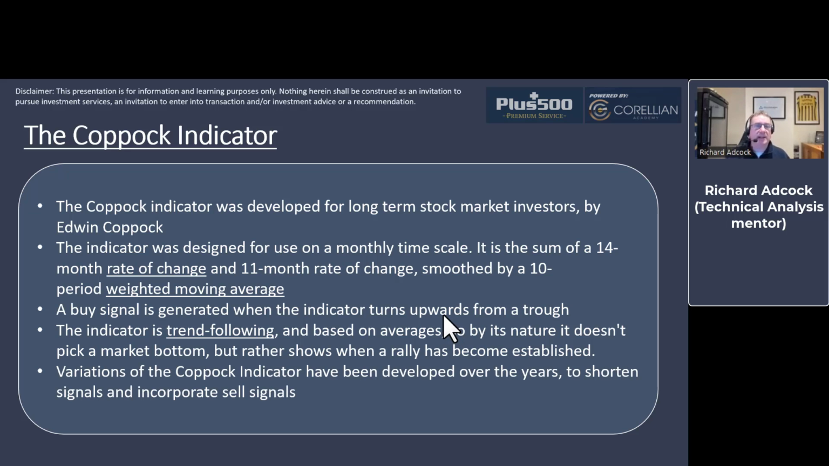Now, variations of the Coppock indicator have been developed over the years, and this has basically been to shorten the time period and to incorporate sell signals. So while we're going to look at the indicator within the original 14, 11, and 10 periods, which is the default setting within the Plus500 charting system, and that stays constant, what we can actually change is the time period that we're looking at, and we can see that while we do go shorter term, it becomes slightly less reliable when we're looking at intraday charts, but even then, we can see some interesting turning points within the market.